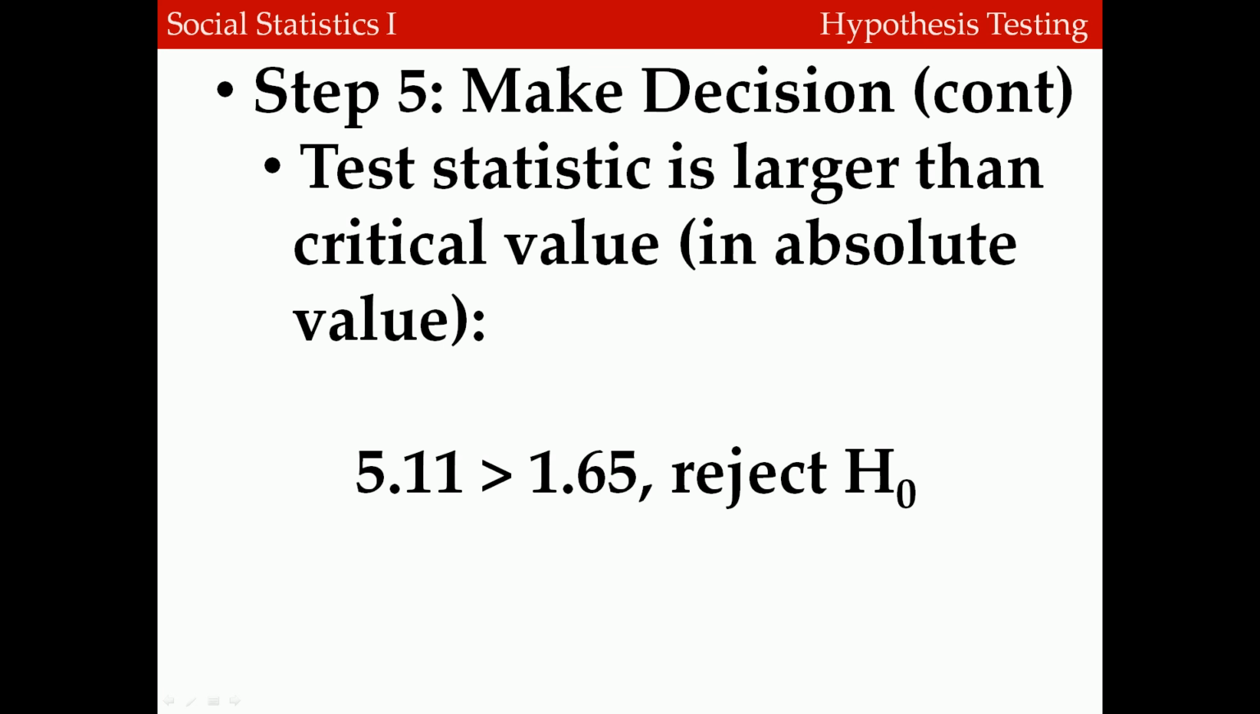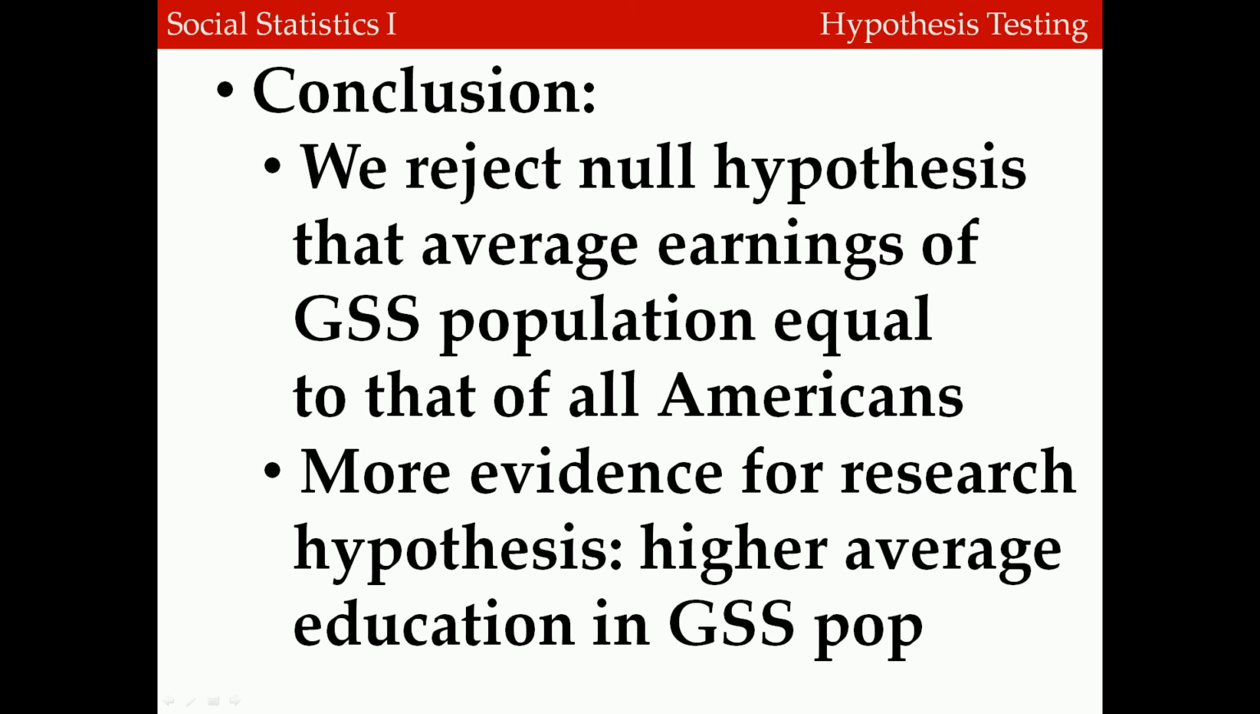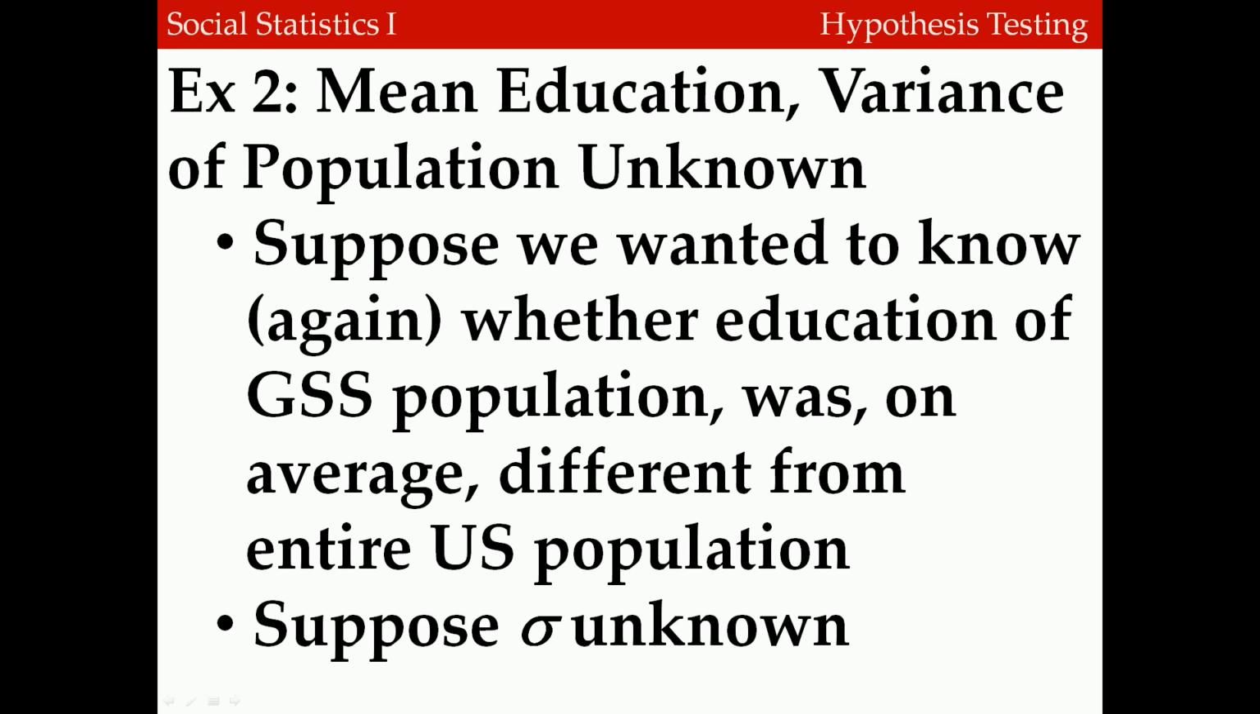Since our critical value is less than our test statistic, or put differently, since our test statistic is bigger than the critical value, 5.11 is bigger than 1.65, we can reject the null hypothesis. Since we reject the null hypothesis that the average education for the GSS population is equal to that of all adult Americans, we have more evidence for our research hypothesis that the population from whence the GSS was drawn has a higher education on average than the US population.